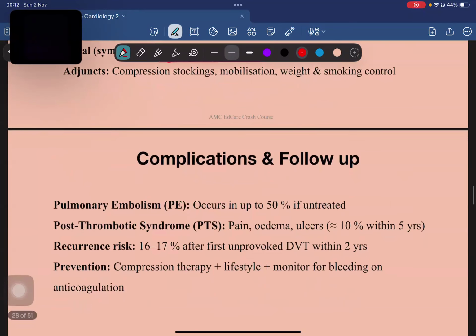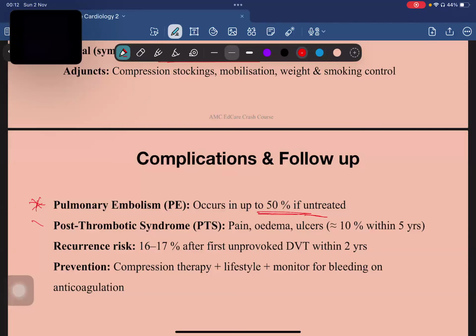With that, we'll just go to complications and follow-up of DVT as well. Like I said earlier, there are two major complications that we have to remember. One is pulmonary embolism. It's a very common one. It occurs in up to 50% if you don't treat it right.